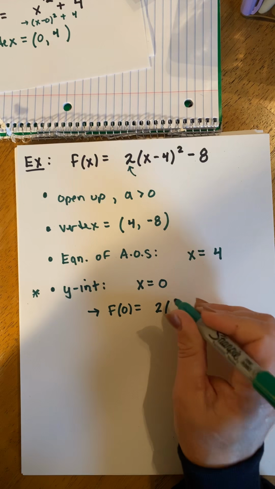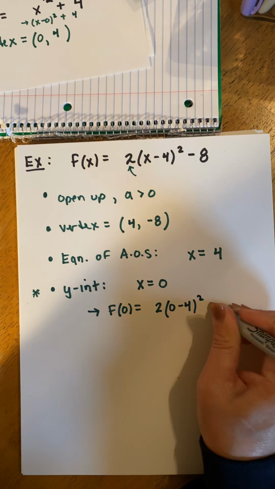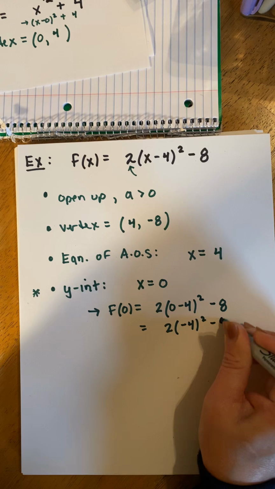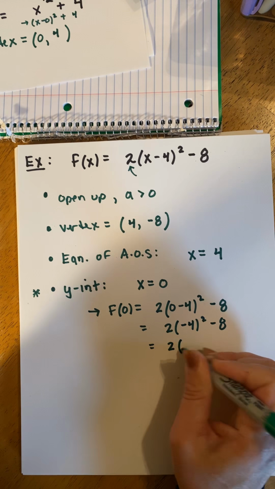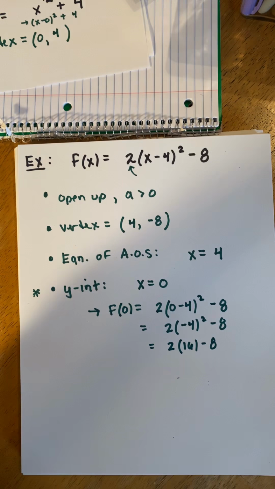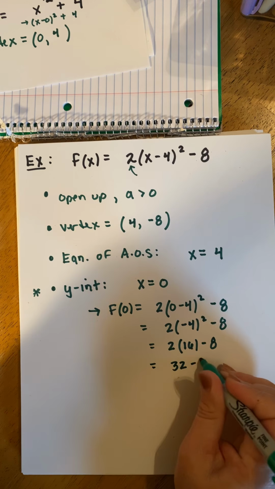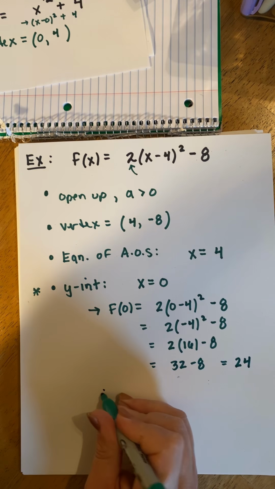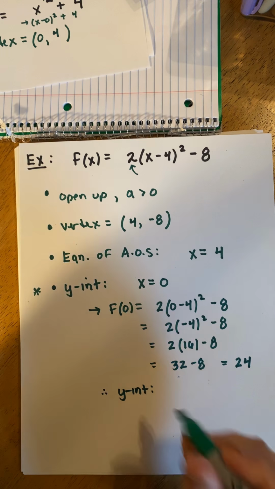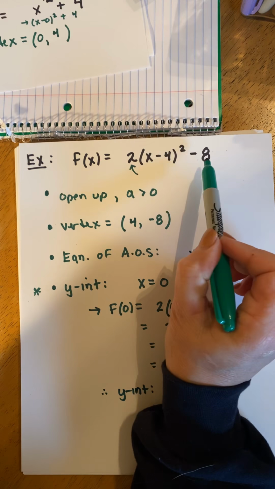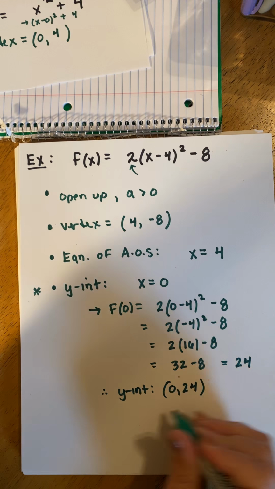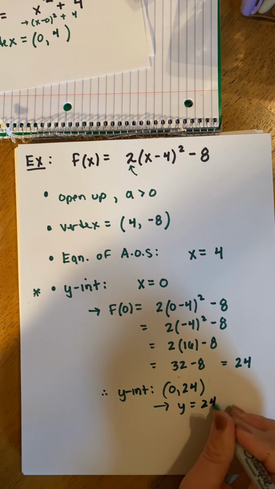So it's 2 times 0 minus 4 squared minus 8, which is 2 times -4 squared minus 8, which is 2 times 16 minus 8. Wow, this is going to be big, right? It's 32 minus 8, which is 24. So for the y-intercept, notice that number does not appear at all in the equation, so this is not the y-intercept in this form. We have to work for the y-intercept. It's (0, 24), or just simply y equals 24.